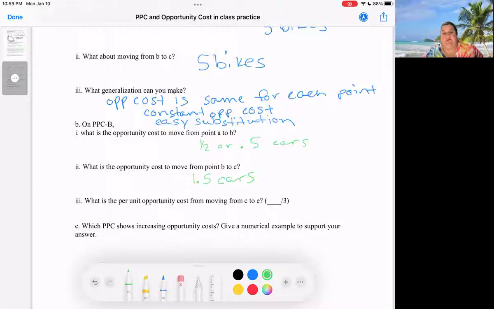What is the per unit opportunity cost of moving from C to E? Good news for you is that you don't have to do that. That's an AP level question. So let's go like this.